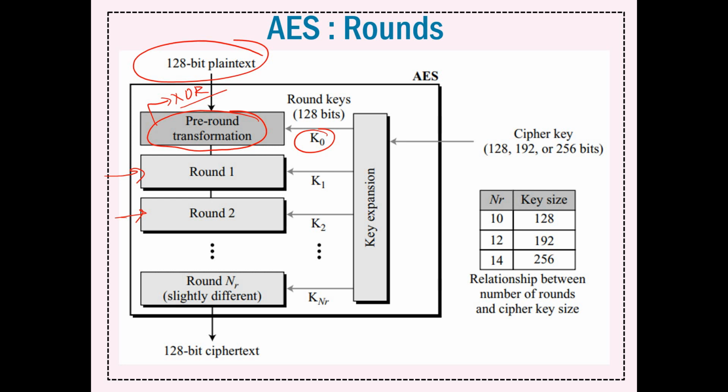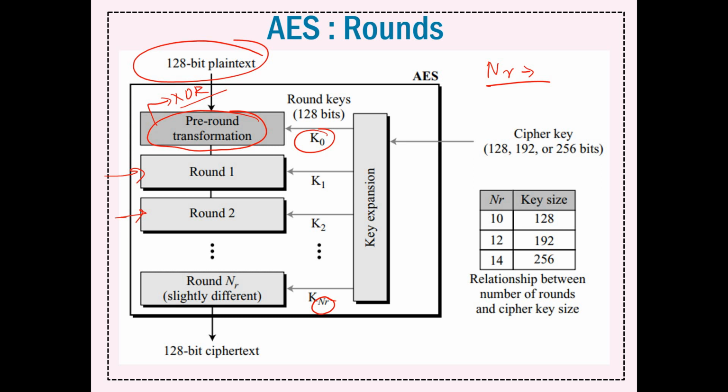Right? So that's the first thing that is done. For K1 to KNR, NR is the total number of rounds. So NR is the total number of rounds that you have. For all the other rounds, starting from K1 to KNR, in all these cases, the process is the same.